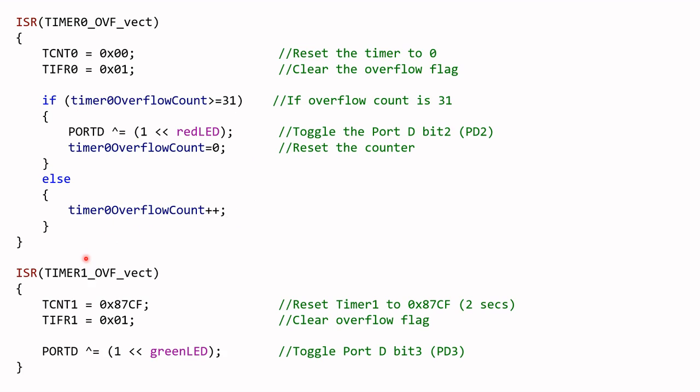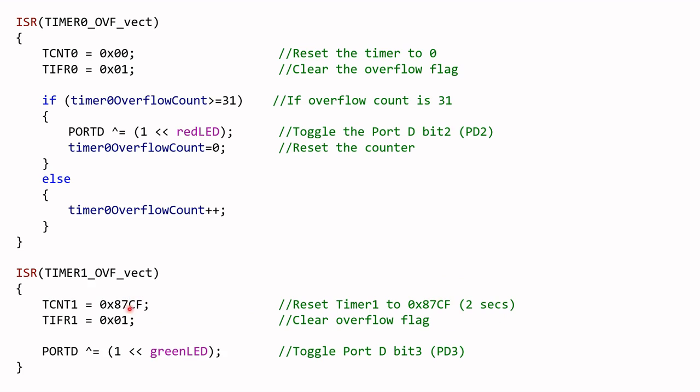And here is timer 1 underscore OVF underscore VECT. Now this is for timer 1. Remember, timer 1 is a 16-bit timer, so it doesn't need these statements here to check the number of times the timer overflows. So we don't need that. All we need to do is to make sure we put in the correct value for, let's say, in our case here, a 2 seconds delay.